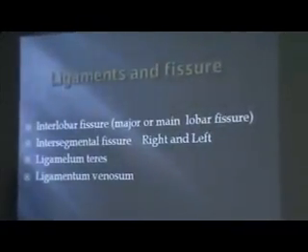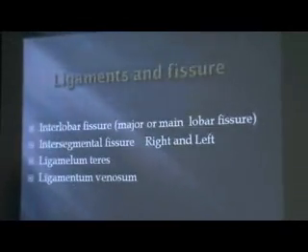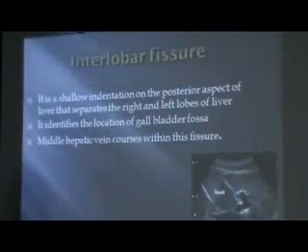Regarding the ligaments and the fissures which you can see within the liver, they are the interlobar fissure, which is also called the major or main lobar fissure. Then there are two intersegmental fissures, right and left. Then there is the ligamentum teres and the ligamentum venosum.